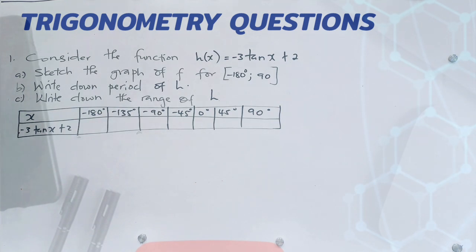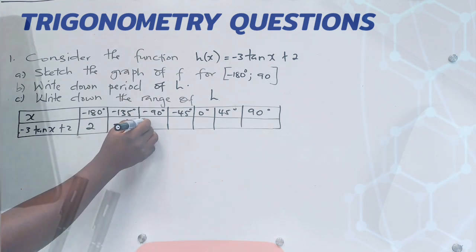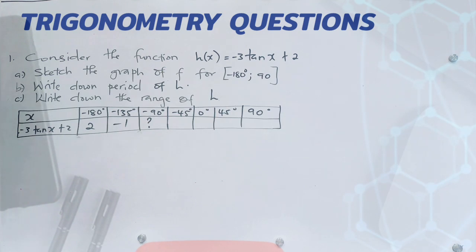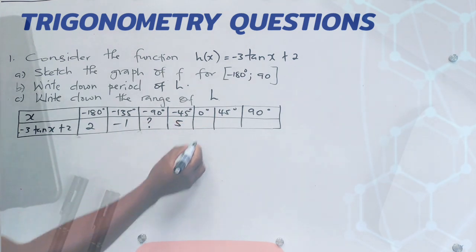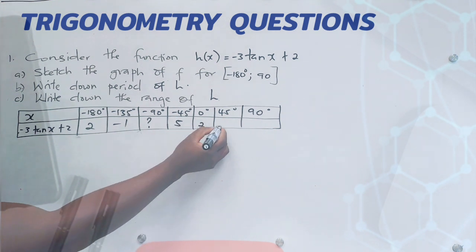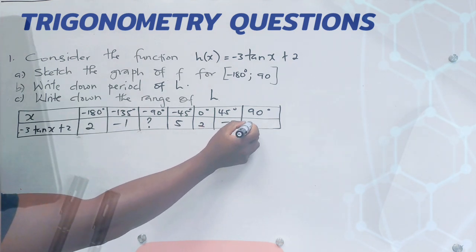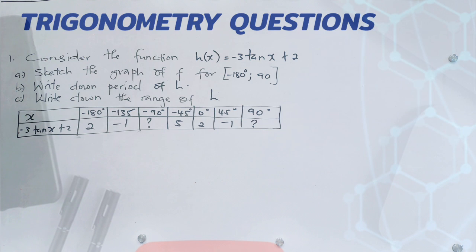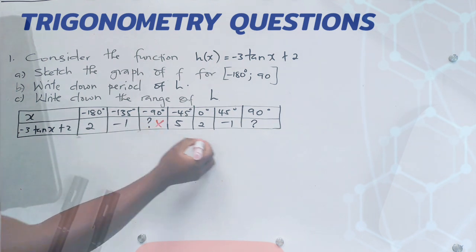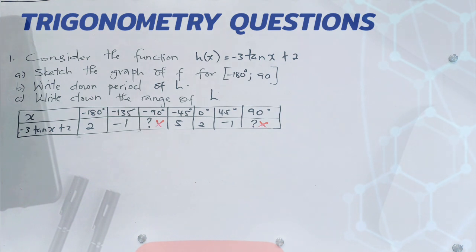So for the first value, after substituting, we get a 2, then followed by minus 1. This one is giving me an error. Then we go to 5, then I get 2, minus 1, then this one is an error. So let me mark where I'm getting an error with an X. When you are getting those errors, those are what we call the asymptote lines, where your graph must not cross or touch. If you punch it on the calculator, it will show you an error.